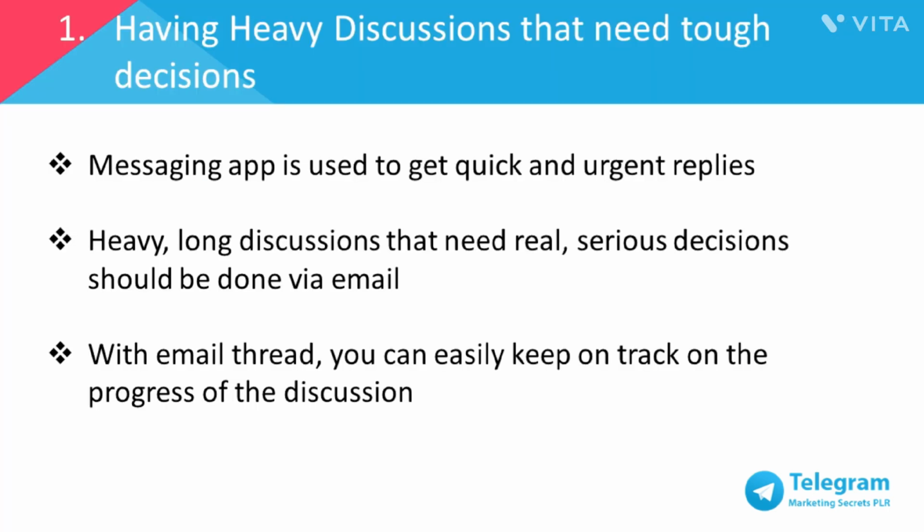Number 1, heavy discussions that need tough decisions. Apart from connecting people, messaging apps are used to get quick and urgent replies as the messages are sent and received in real time. So when it comes to work-related topics that require quick decisions, the recipients are expected to reply to the messages ASAP. However, deeper and longer discussions, which can't be decided over a short period of time, should be discussed via email or a face-to-face meeting. All of the important documents should be attached in an email thread so that everyone can keep track of the progress. To use a messaging app as a corporate email would just make things very inefficient.